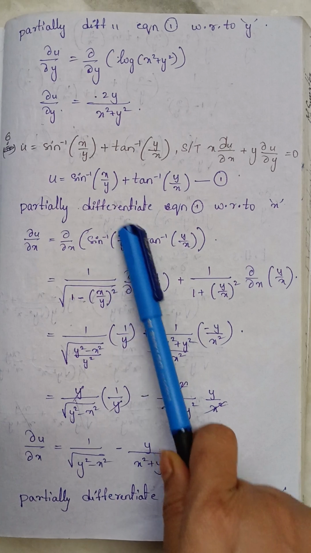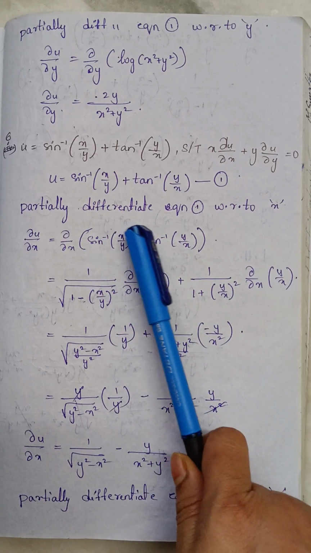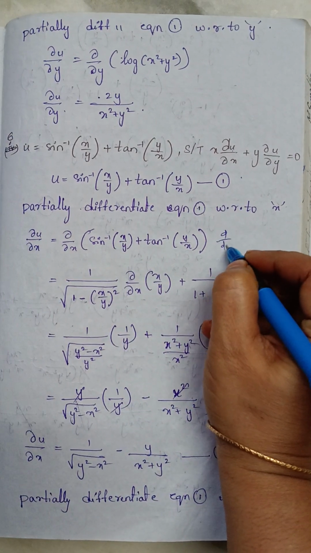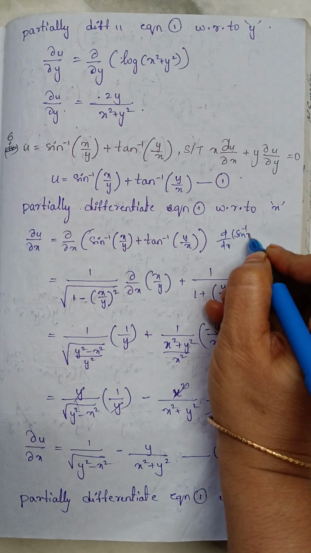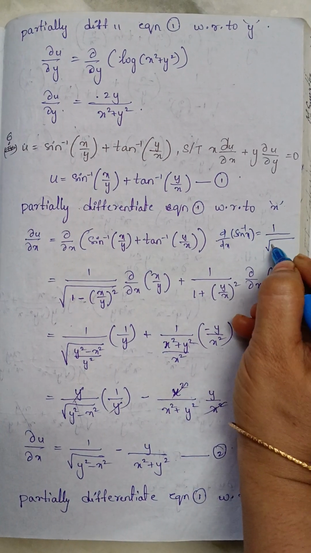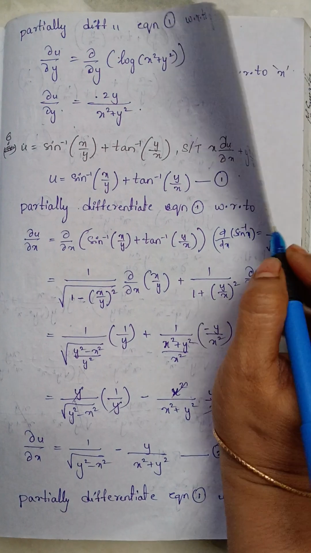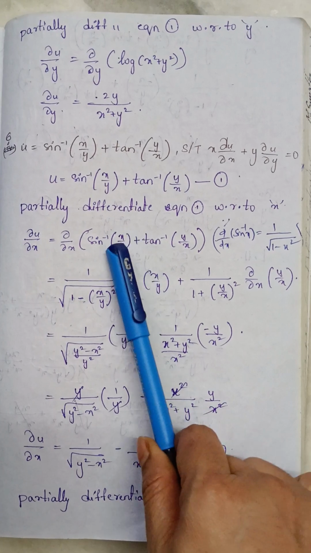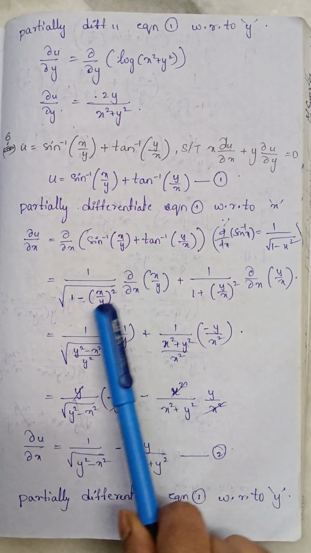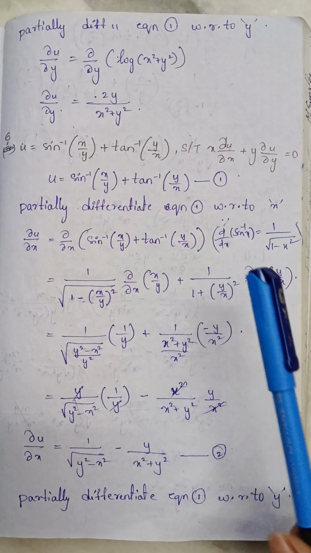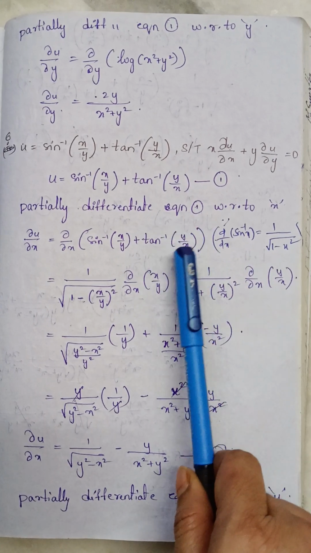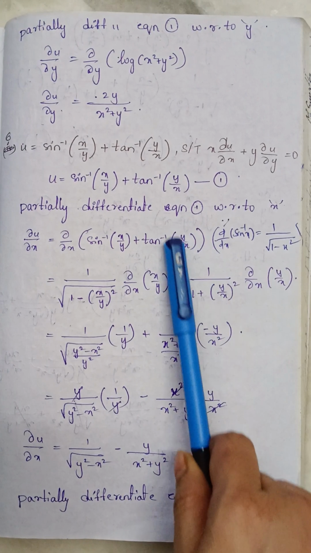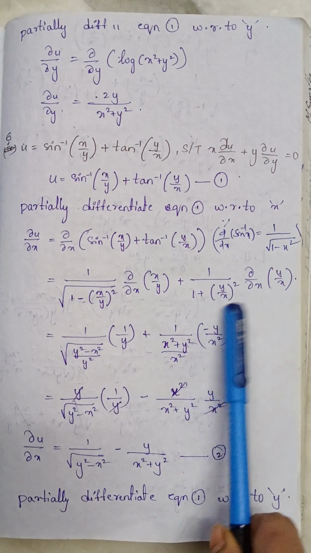Now, it contains x, so it is obviously a function. And the derivative of sine inverse x is what? 1 by root of 1 minus x square. D by dx of sine inverse x is 1 by root of 1 minus x square, right? So 1 by root of 1 minus, instead of x, x by y is given, so x by y whole square, again dou by dou x of that term, that is x by y, plus similarly it also contains x, means it is a function, so the derivative of tan inverse x is 1 by 1 plus x square. Instead of x, y by x whole square, again dou by dou x of that x term.